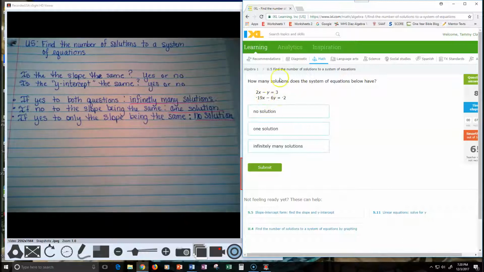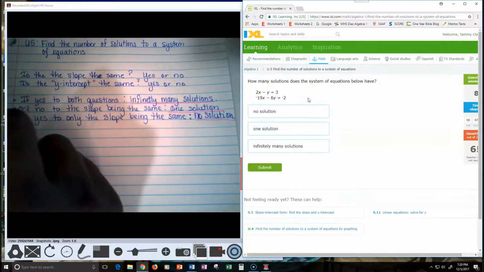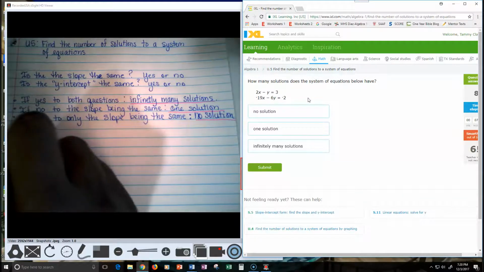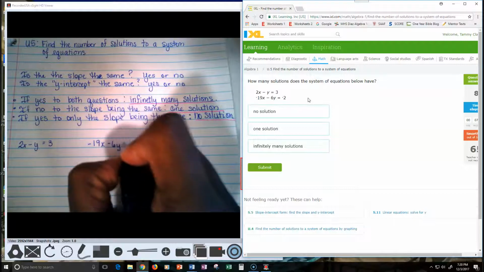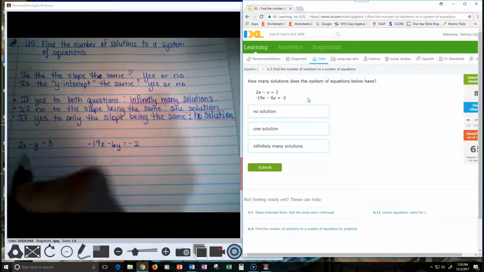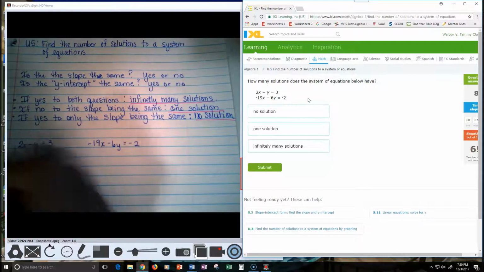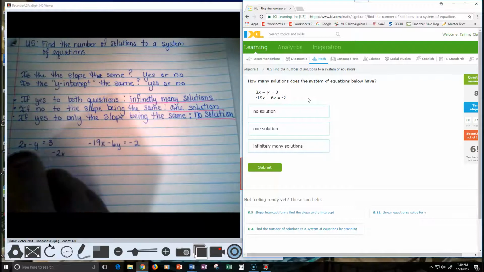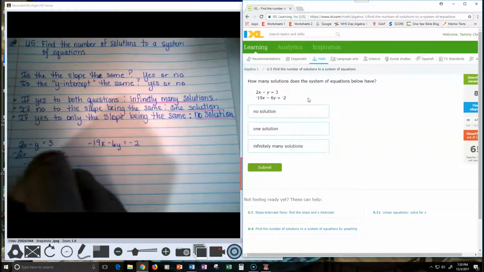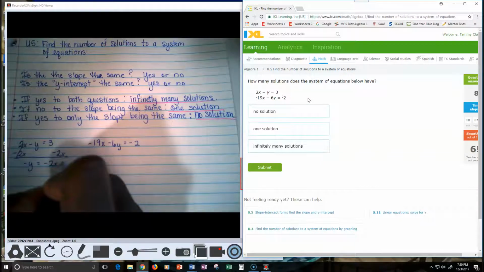Oh, here we have standard form. So I'm going to tell you to make this easy, change them both into slope-intercept form. So we've got 2x minus y is equal to 3, and then we've got negative 19x minus 6y is equal to negative 2. Well, we want y alone, so I'm going to subtract 2x from both sides of the equation on this one, and I've got negative y is equal to negative 2x plus 3.